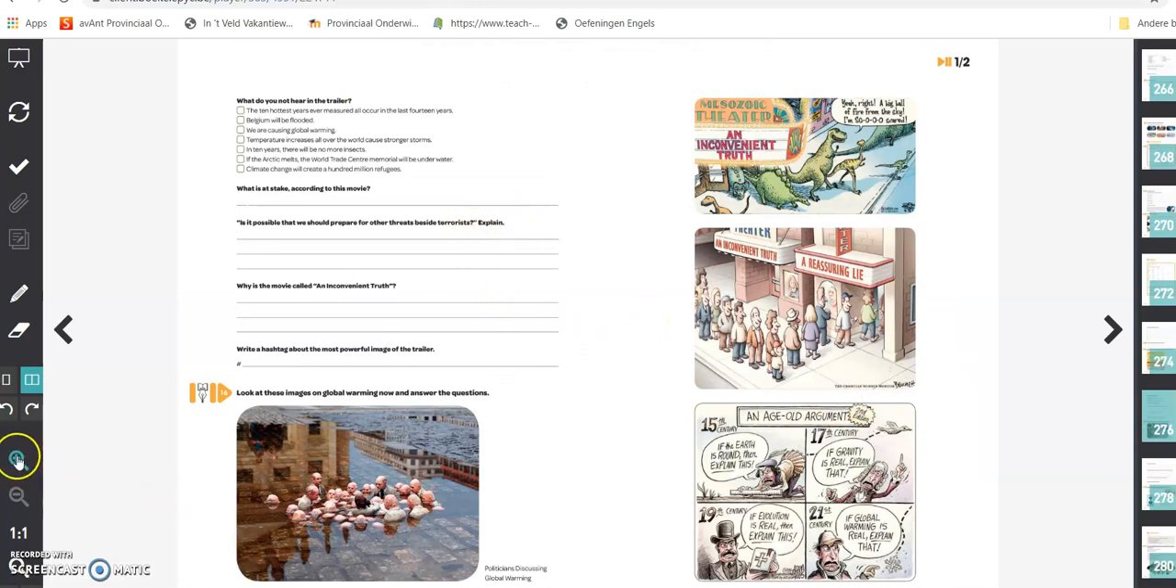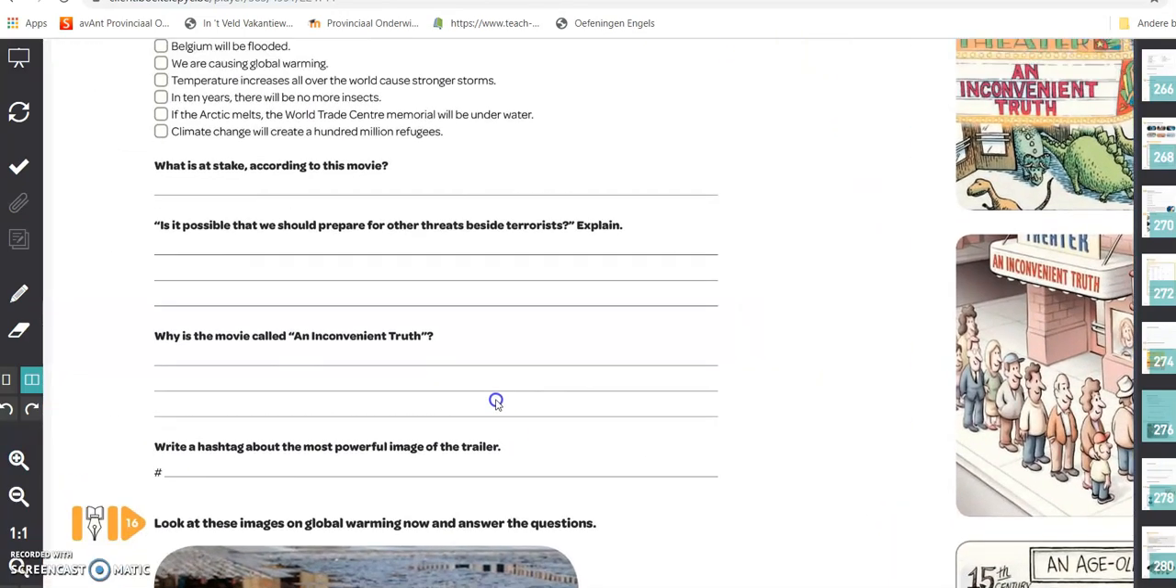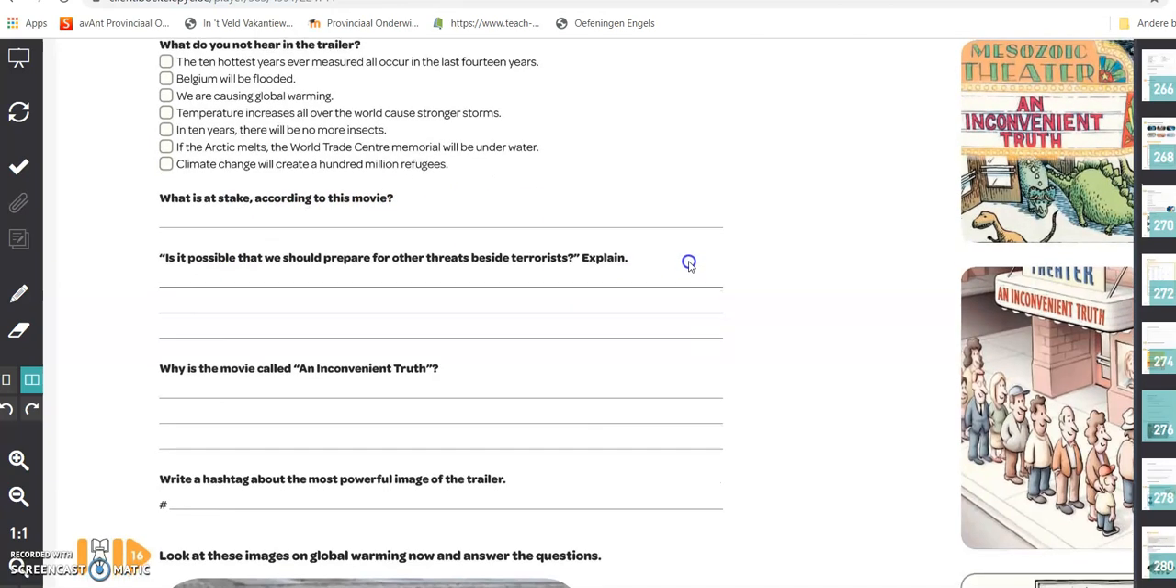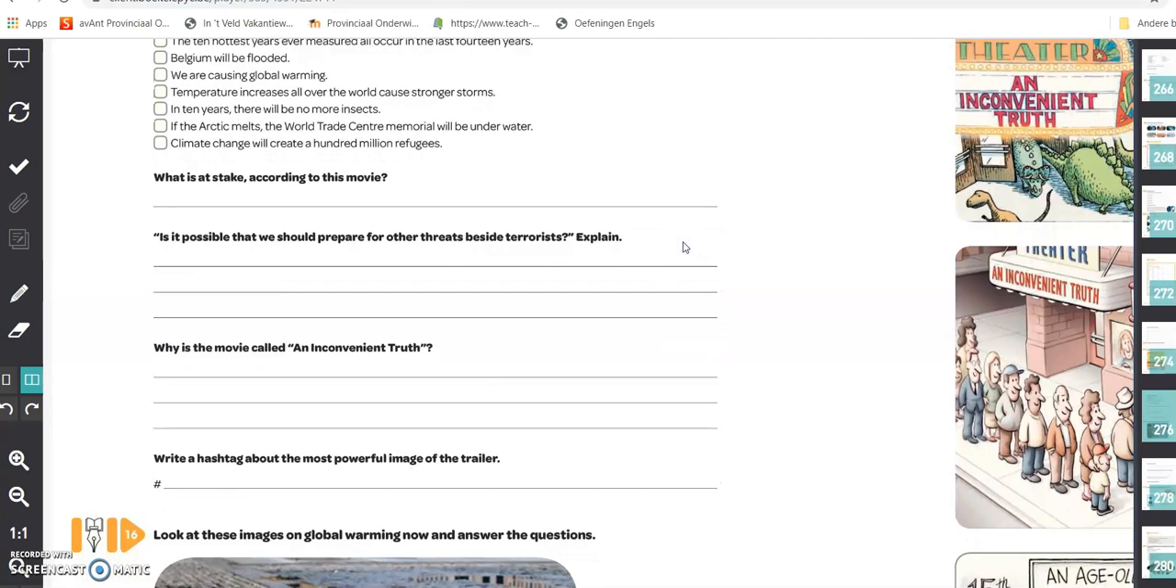And then, on the next page you have a few more questions. So, what do you not hear in the trailer? What is at stake according to this movie? Dus wat staat er op het spel? Wat komt er in gevaar? Is it possible that we should prepare for other threats beside terrorists? Explain. So you can do this in Dutch. Dat mag je in het Nederlands doen. En dus threat means dat er een gevaar dreigt.